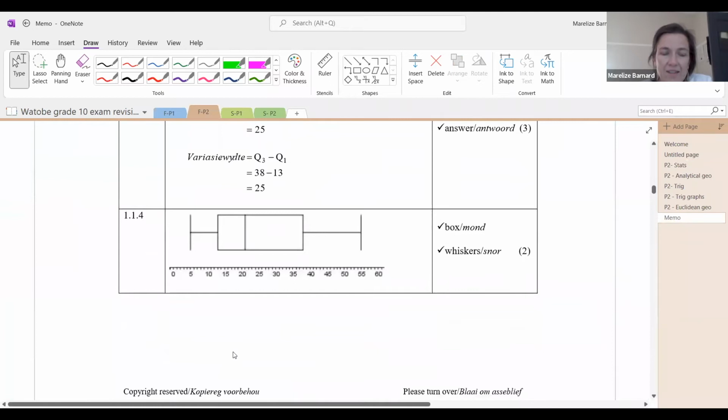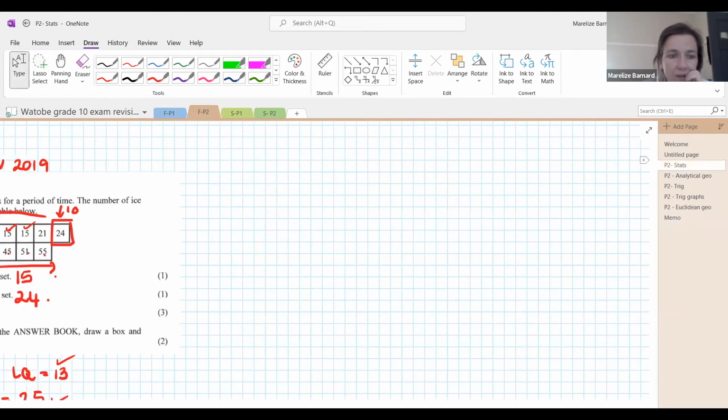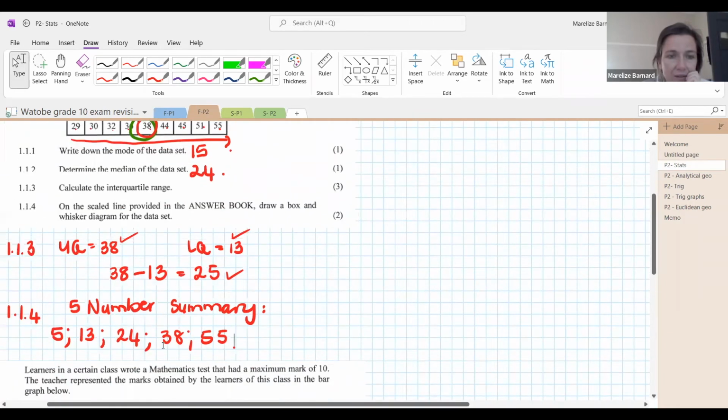Here we go. All right, so here we've got the box and whisker plot. So this is our 5, this is the 13, and this is the, what was it, 24. I think this one's a little bit wrong. I think that should rather have been over there. I think it was drawn a little bit differently. And then our other numbers were, let's see, what did we say that was? 38 and 55.